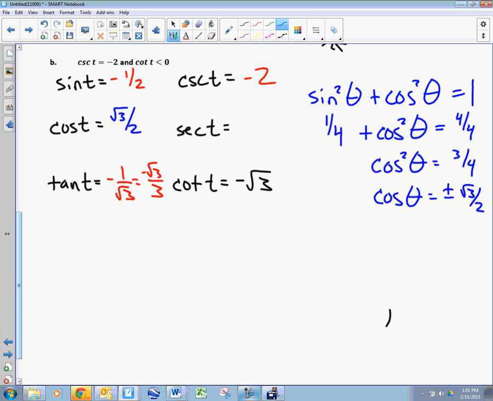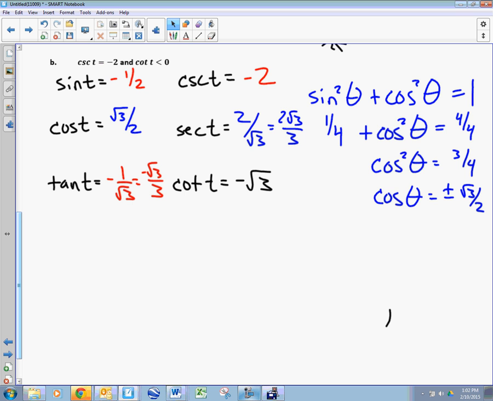How do I find secant? Take the reciprocal. 2 over the root of 3, which if you multiply by the root of 3, you get 2 roots of 3 over 3. A little bit more involved, huh? But very doable.